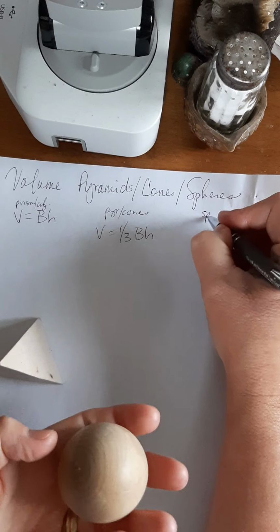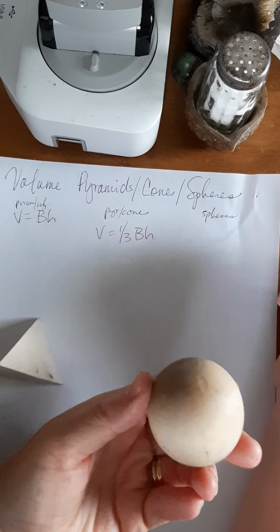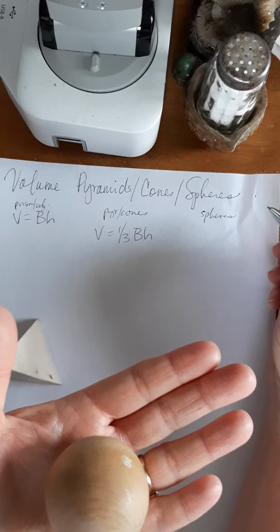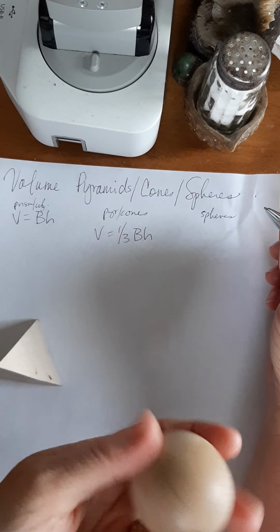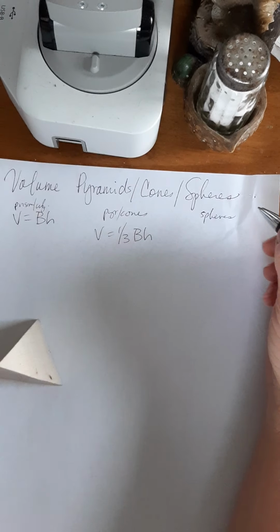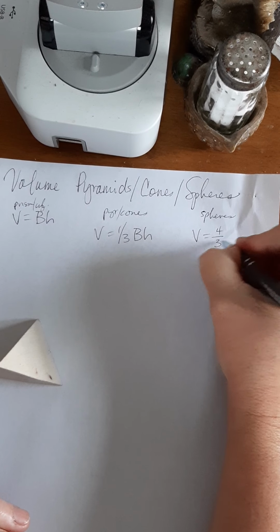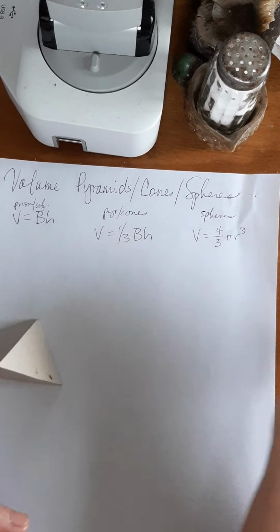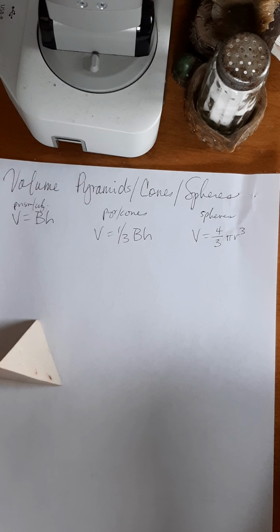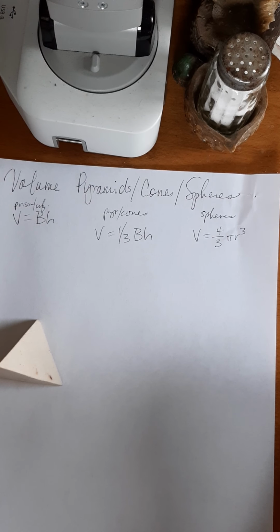And of course, spheres, might as well go ahead and get them while we're here. Spheres, of course, are just basically balls, three-dimensional circles, and their formula is 4/3 pi r cubed. So area of the base times the height doesn't work on them because they're special.